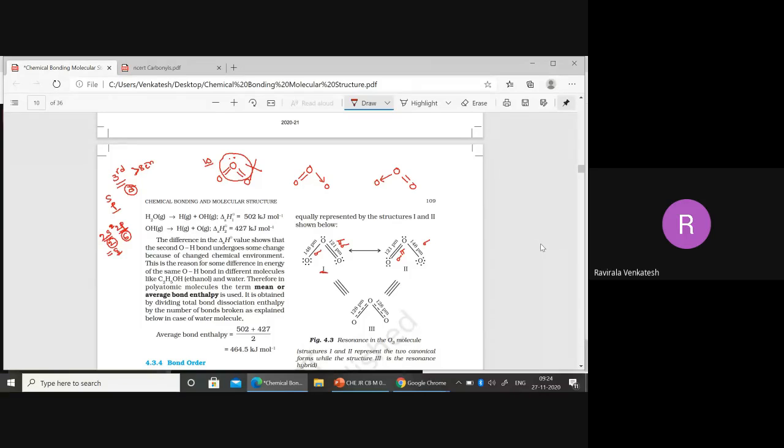Why? Because here one bond carries how many? 2 electrons here. So there are 4 bonds. 4 into 2 is 8 plus 2, total 10 electrons are there here. So this structure you can't take.